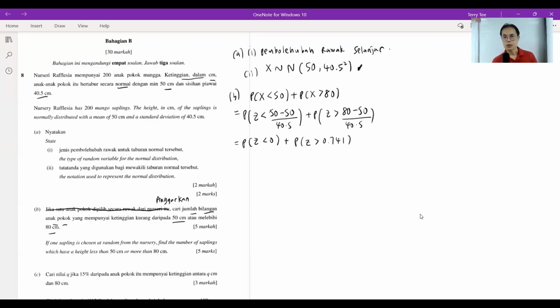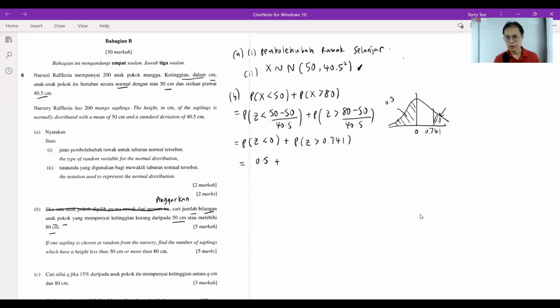So now diagram-wise, actually it looks like this. Let me just do a sketch here. We have, this is 0. We want less than 0. And we want more than 0.741. So we know less than 0 is 0.5 because total probability, jumlah kebarangkalian is always 1. When you halve it, it is 0.5. Yeah, so this one we define, right? This is 0.5. The kebarangkalian probability more than 0.741.